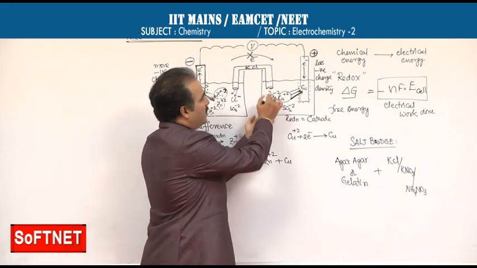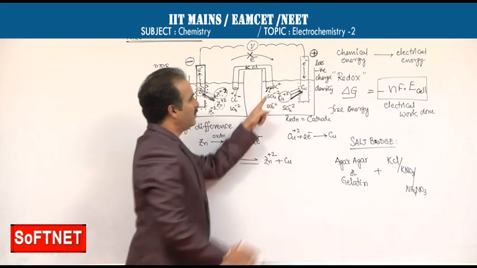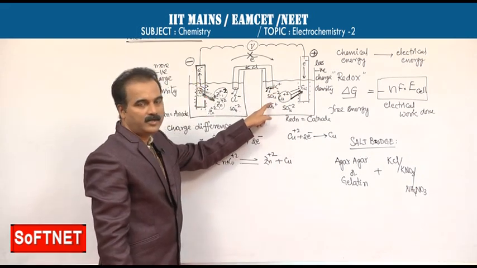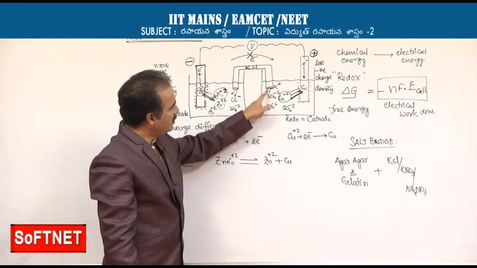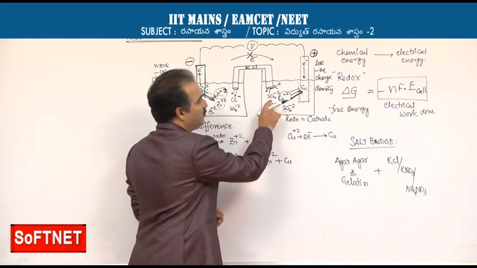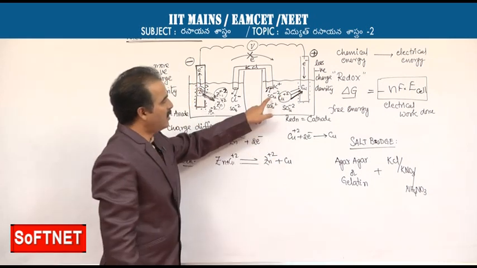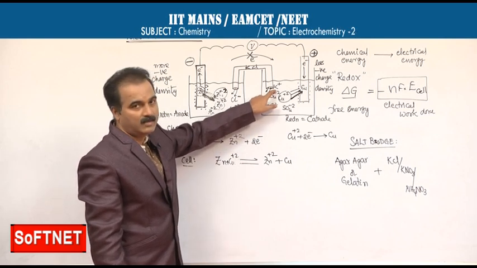For that charge balancing from the salt bridge, we can say K plus ions are delivered into the cathode half cell, into this electrolyte. K plus ions are delivered from the salt bridge. So, these K plus ions will nullify the charge of these sulfate ions. The negative charge is being nullified by K plus.